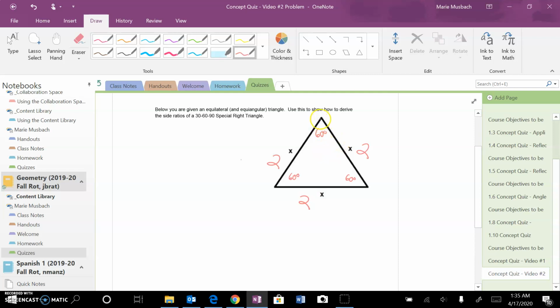So basically what I'm going to do is split this in half, so then we have our 90-degree angle, and then our 60-degree angle, and then this angle here would then be 30 degrees. So then if I redraw it over here so it's neater. Okay, so then we have the 90-degree angle, 60-degree angle, and then 30-degree angle.